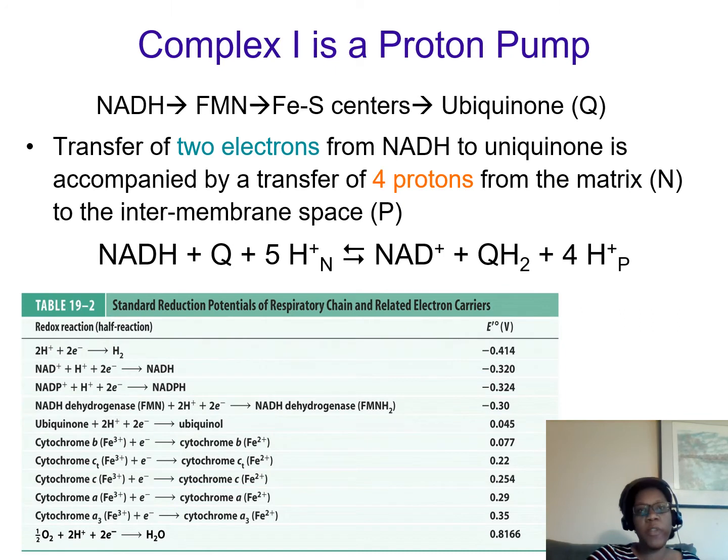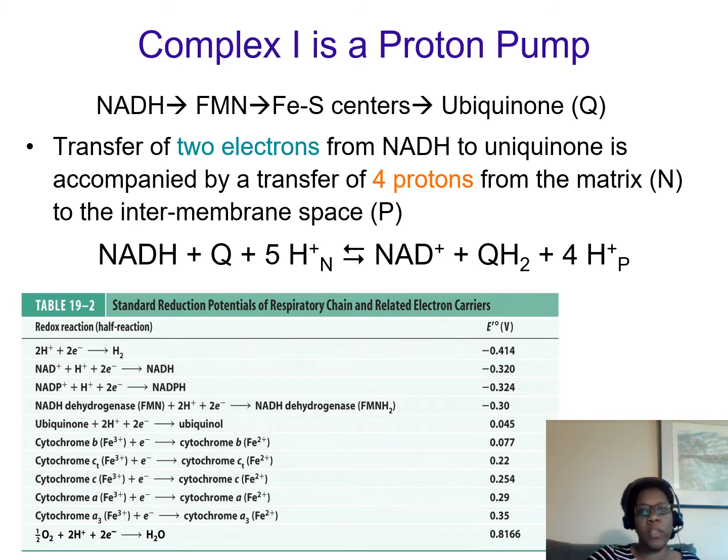So in summary, complex 1 is actually a proton pump. We transferred electrons from NADH to FMN to iron sulfur centers, and then to ubiquinone, which we'll look at in a second. It's also called Q. When we transferred those electrons to ubiquinone, it was accompanied by a transfer of 4 protons from the matrix.